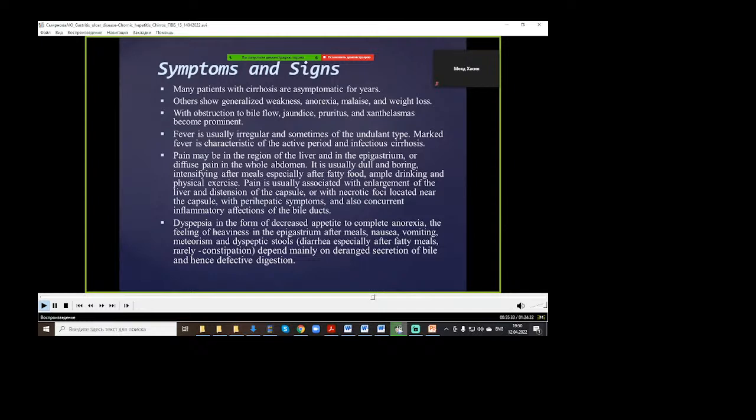The next, dyspepsia in the form of decreased appetite to complete anorexia, the feeling of heaviness in the epigastrium after meals, nausea, vomiting, meteorism, and dyspeptic stools, diarrhea especially after fatty meals, rarely constipation, depending mainly on deranged secretion of bile and hence defective digestion.